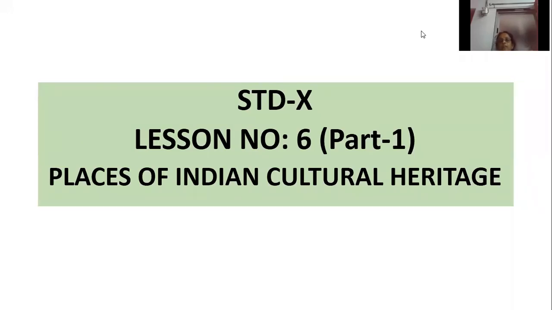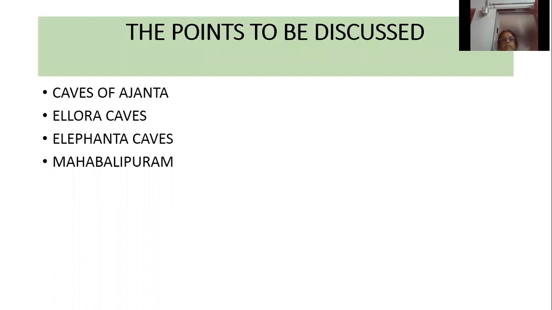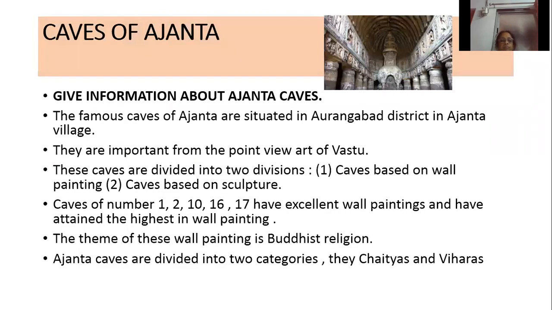Good morning, students. Today we are going to study lesson number 6, Places of Indian Cultural Heritage. The points to be discussed today are the caves of Ajanta, Ellora, Elephanta, and Mahabalipuram.